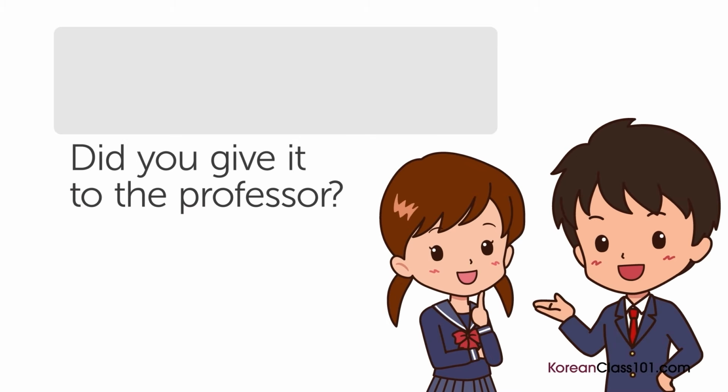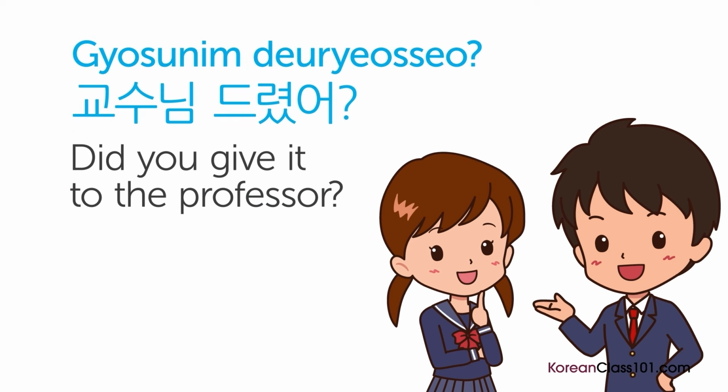Let's do another example. Now, you want to ask whether or not your classmate has turned in a group report. How do you say, did you give it to the professor? Here, even though you're talking to your friend, you're talking about the professor. So you still need to use the humble form and say, 교수님 드렸어? Did you give it to the professor?